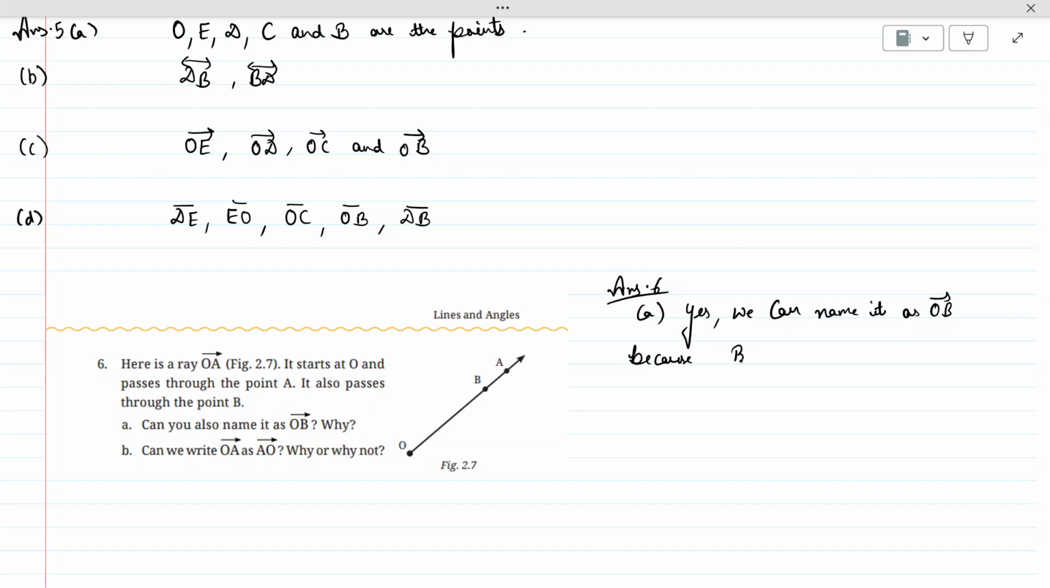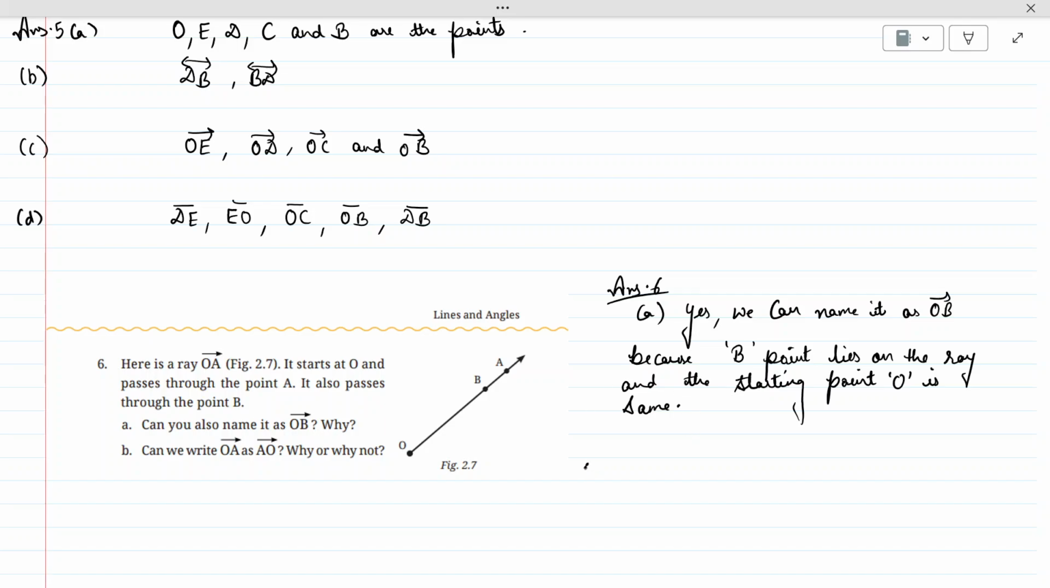Because point B lies on the ray, and the starting point, that is O, is also the same as that of OA. So we can say it as OB. It can be extended infinitely and it is on the same ray. It starts at the same point. So we can also call it OB.